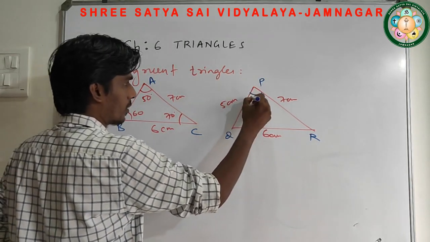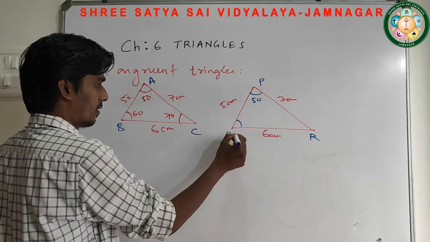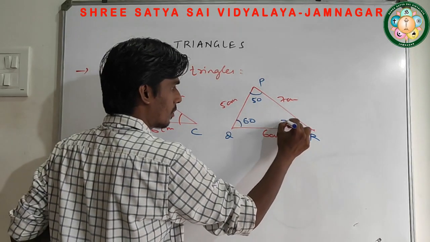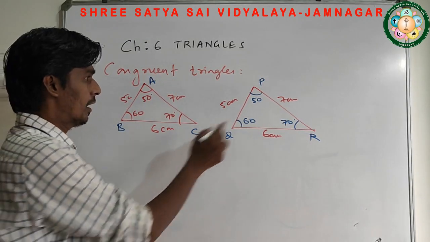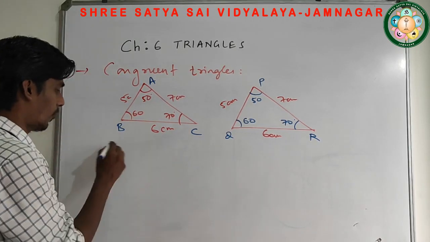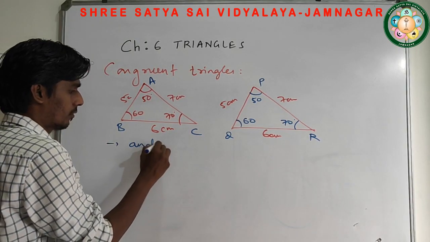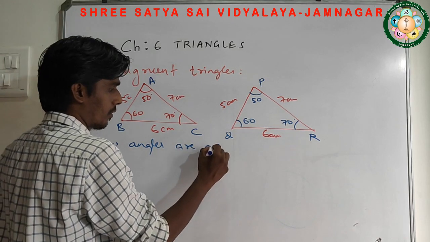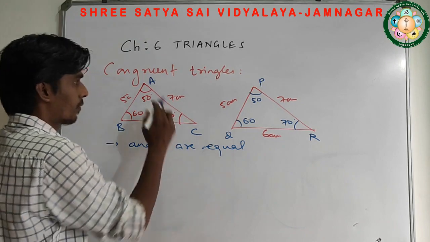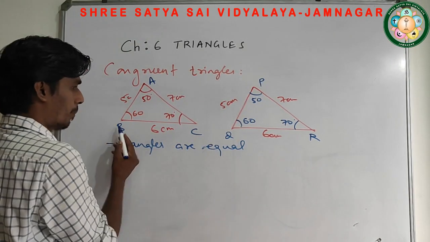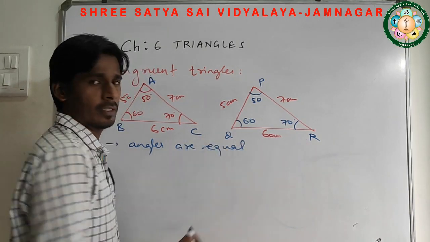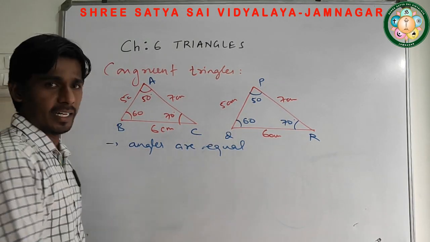Let's take angle P as 50, angle Q as 60, and angle R as 70. Now these two figures are congruent triangles. Why are they congruent? First of all, the angles are equal. A corresponds to P, both are 50. B corresponds to Q, both are 60. And C corresponds to R, both are 70. So I can say that the angles are equal.